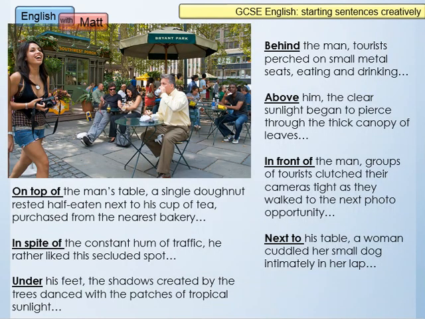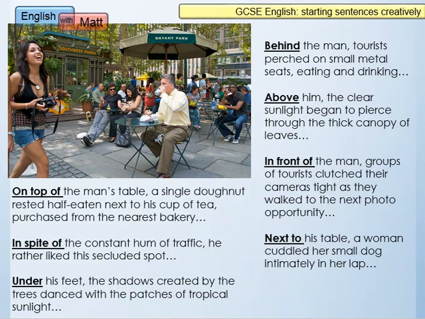Here we have the examples. On top of the man's table, a single donut rested half-eaten next to his cup of tea, purchased from the nearest bakery. In spite of the constant hum of traffic, he rather liked this secluded spot. Under his feet, the shadows created by the trees danced with the patches of tropical sunlight.